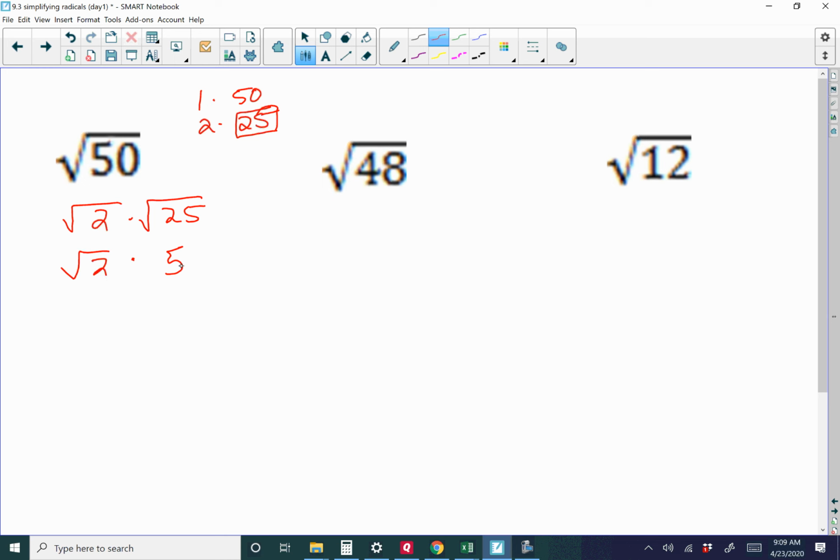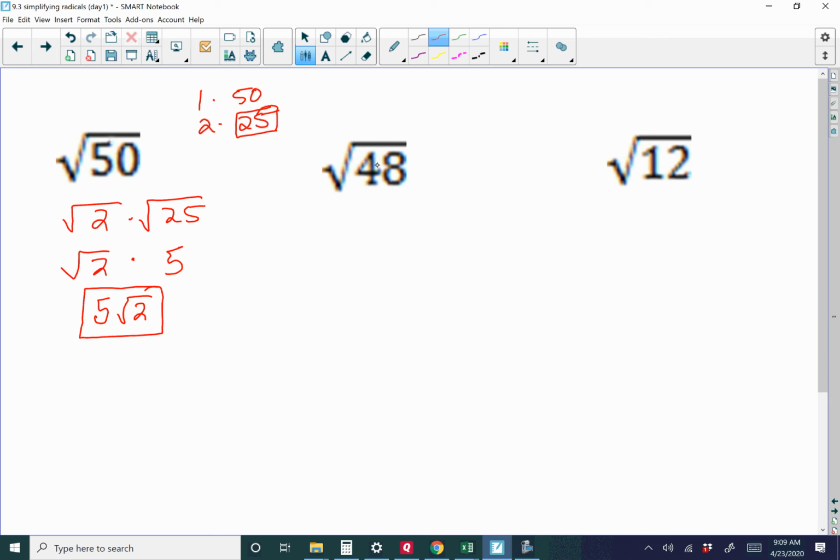So I have square root of 2 times square root of 5. And what I do is I just rewrite that as 5 times the square root of 2. You always write the square root last. That's your answer. Very simple. Okay. So again, figure out what the factors of the number under the square root are, and look for factors that are perfect squares. Okay.